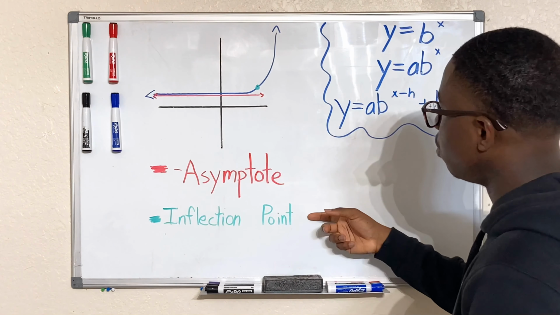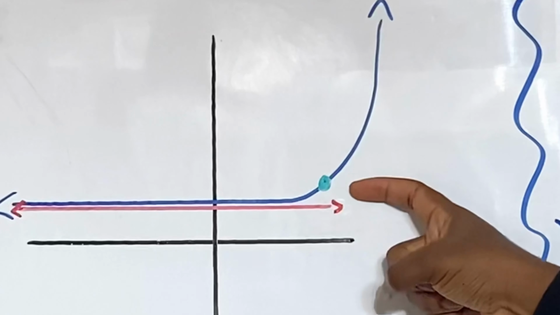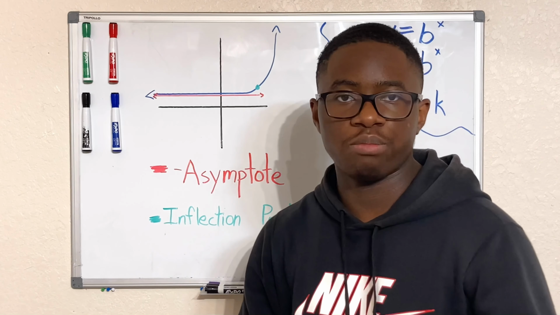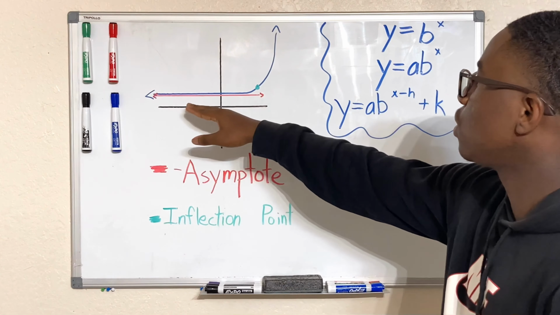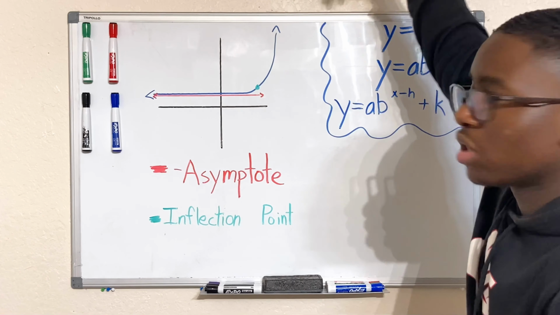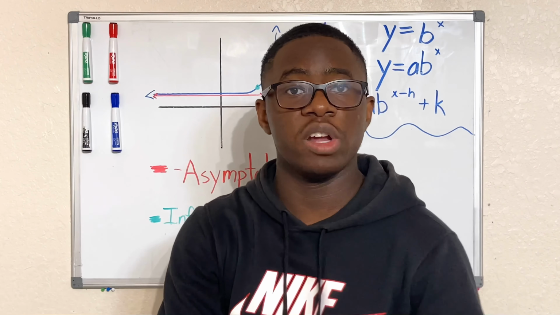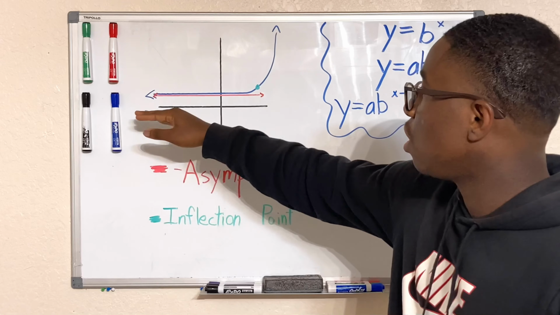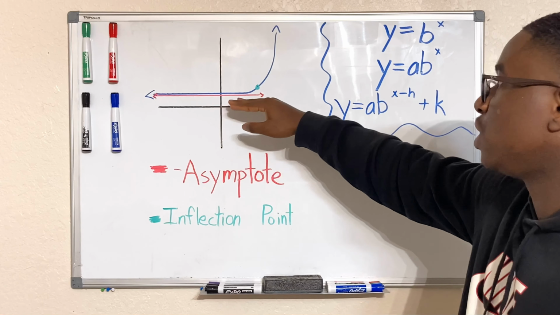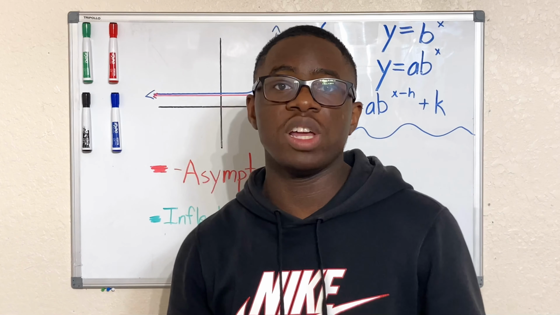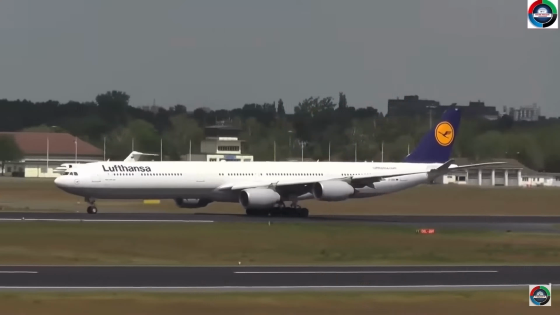Now our inflection point, which is represented by this green dot, is basically going to be our takeoff point. So here we start off slow, we start off flat, but as we keep going, it slowly starts to rise. Out of nowhere, it catches up and just takes off. Kind of like an airplane. You start off, then all of a sudden it gets to one speed and it takes off. An inflection point is basically your takeoff point.